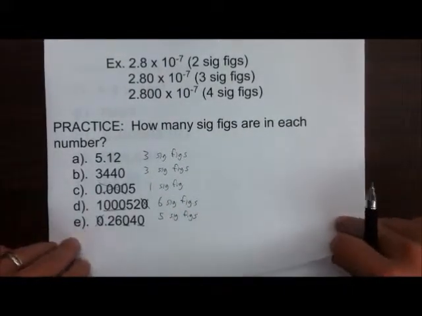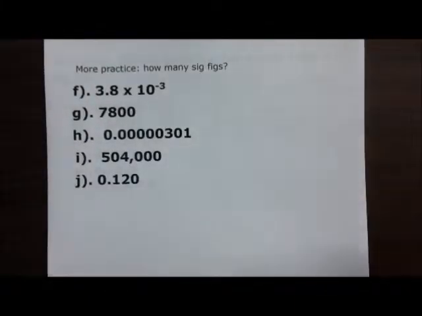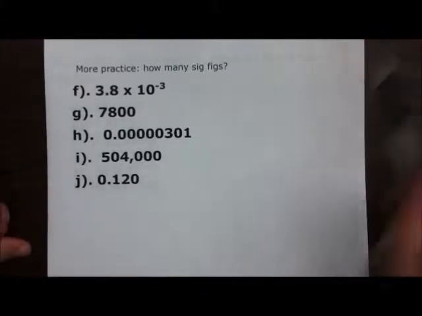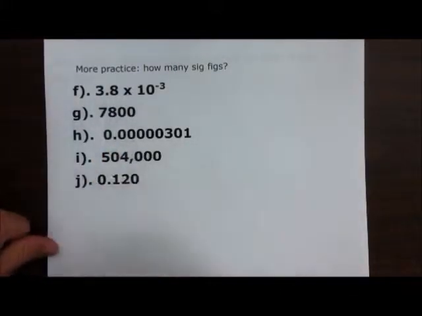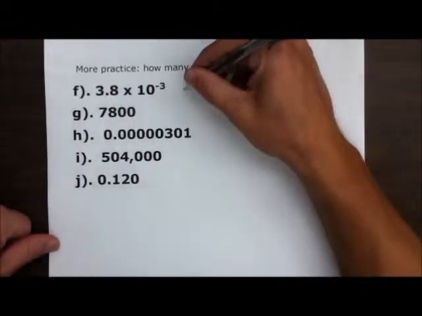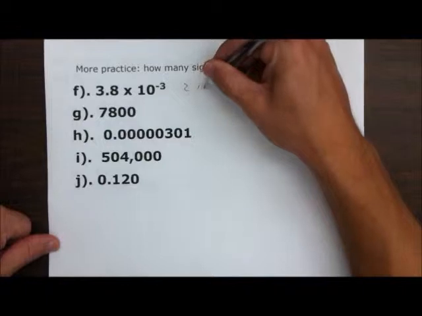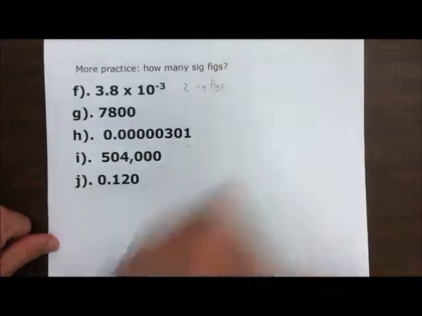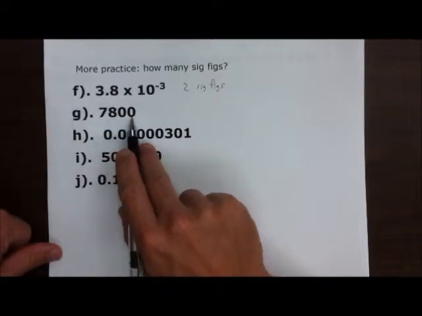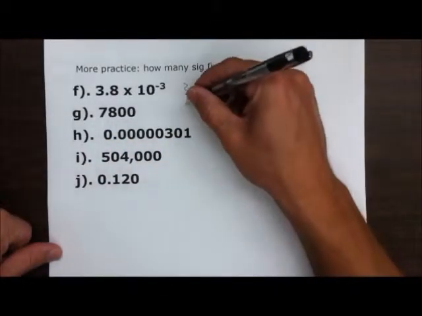If you need any clarification on that, please ask in class. And we'll move on to 5 more practice problems. Here we have a number in scientific notation, so we look only at the coefficient. This has 2 sig figs. These are trailing, no decimal, 2 sig figs.